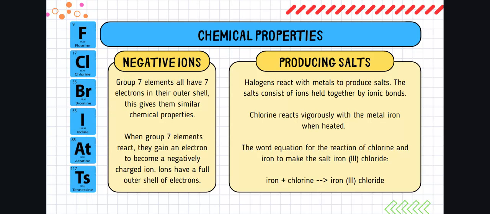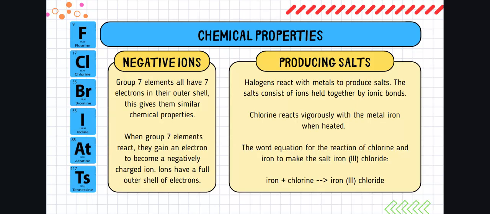When group 7 elements react, they all have 7 electrons in their outer shell, and since all elements want to be stable with a full valence electron outer shell, this gives them all similar properties. So when group 7 elements react, they want to become a negatively charged ion, meaning that they have to gain an electron, and since ions of group 7 halogens always have a full outer shell of electrons, they gain an anion, aka negative ions. Now, these negative ions produce the salts, but how is the question?